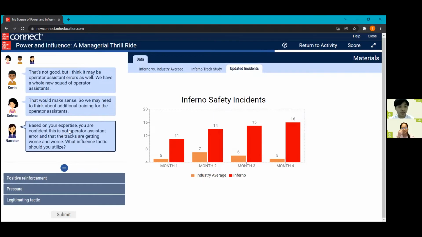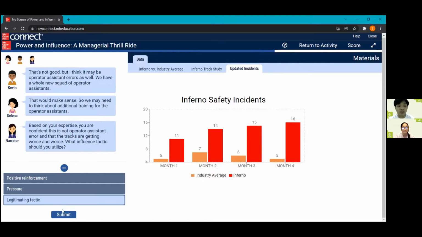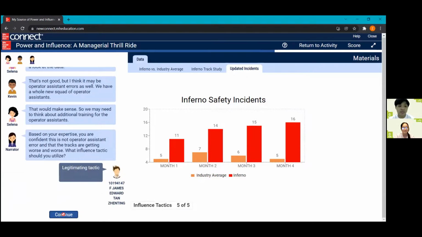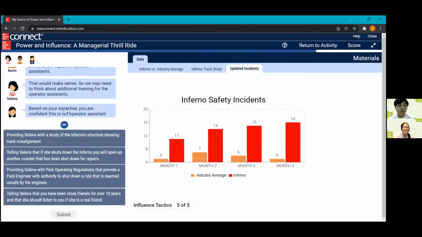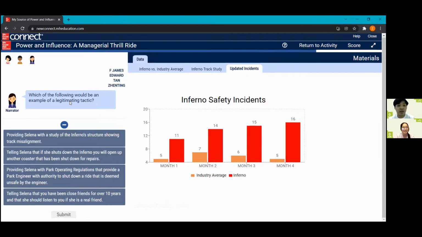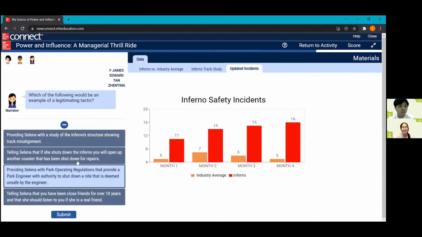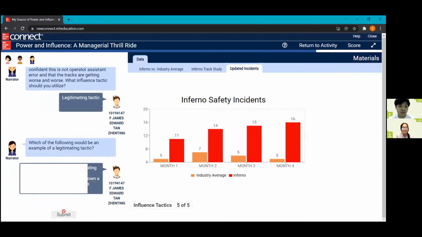So now here's our next question. So based on your expertise, you are confident that this is not operator error and the tracks are getting worse and worse. So what influence tactics should I use? Now I believe it would be a legitimate tactic. So now here's the question. Which of the following would be an example of a legitimate tactic? I believe it will be providing Selena with park operation regulations that provide a park engineer with authority to shut down a ride that is deemed unsafe by an engineer.